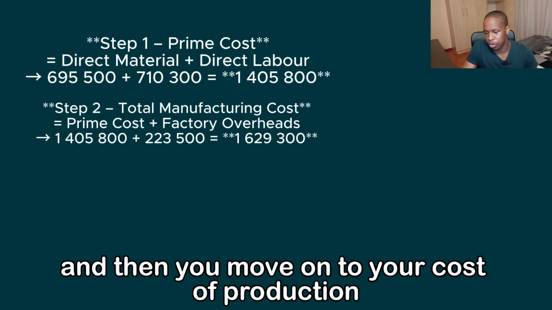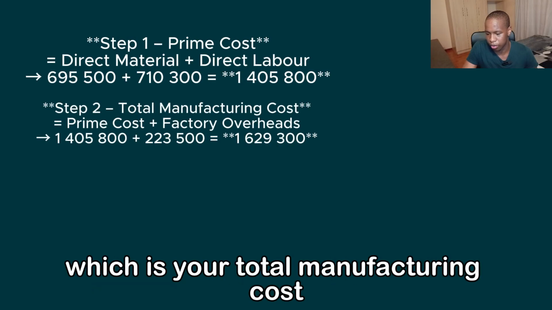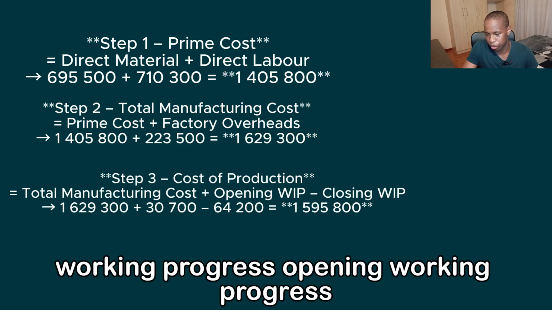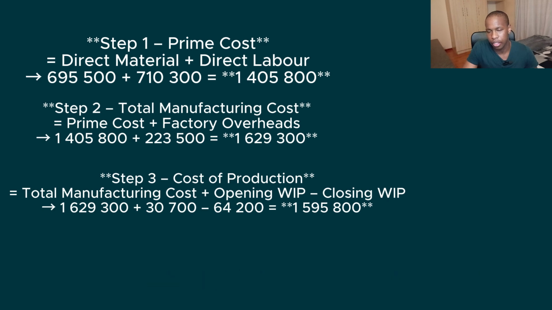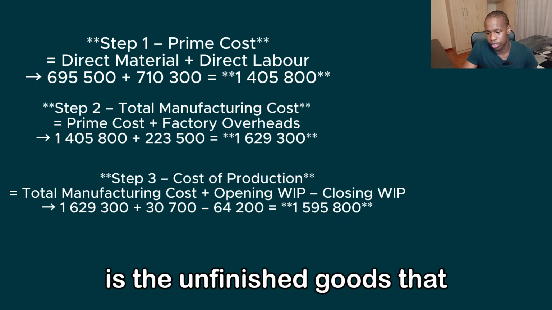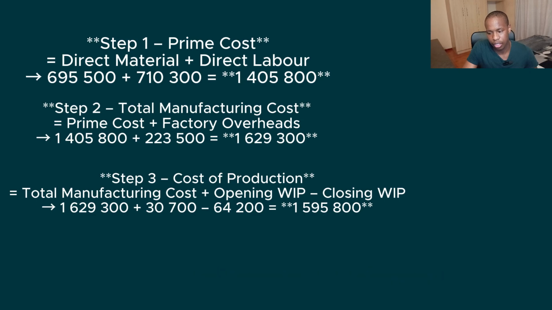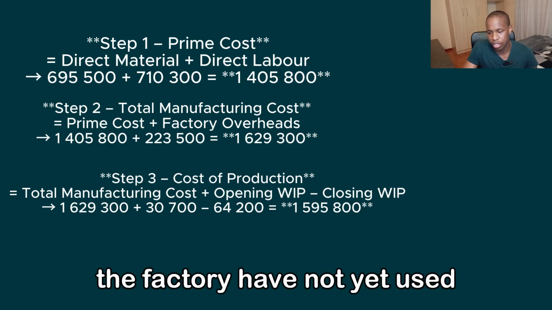And then you move on to your cost of production, which is your total manufacturing cost, opening work in progress, and your closing work in progress. So work in progress is the unfinished goods that the factory has not yet completed.